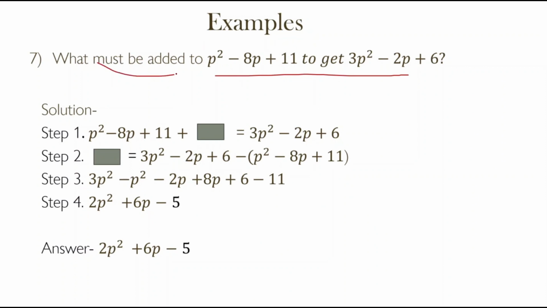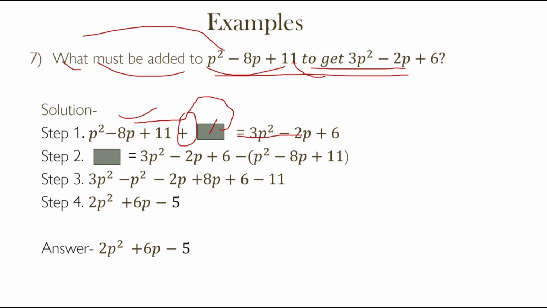They are saying what must be added. So there is a what, it means something is missing. So I inserted a missing box, which means an algebraic expression which we do not know. Must be added, so I put an addition sign to this expression. So I am assuming that this algebraic expression has to be added to the given algebraic expression. To get means when you add these two together, you should get this one.